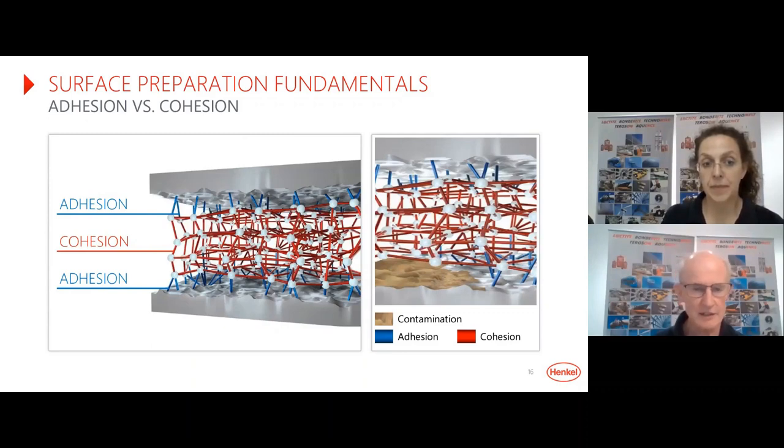So ideally the surfaces should be slightly roughened, and that helps with a mechanical interlocking of the adhesive into the substrate layer. And we talk about both adhesive and cohesive failure. So the adhesive has not only got to bond to the adherend or the substrate, so that's the adhesion, and there's also cohesive. So the adhesive has to stick to itself.